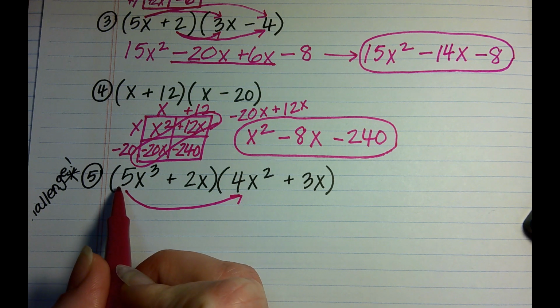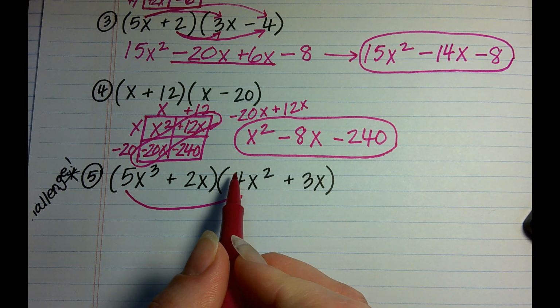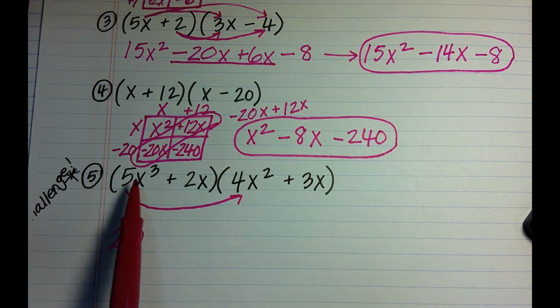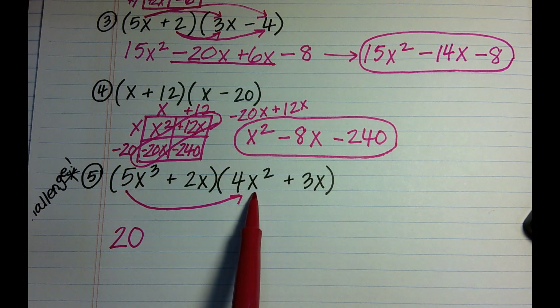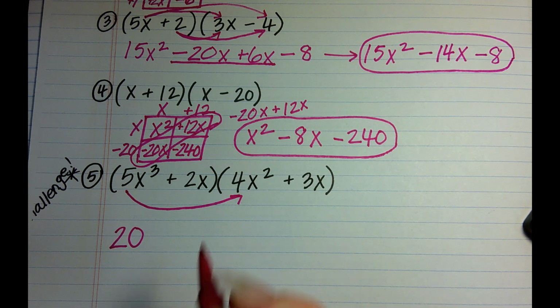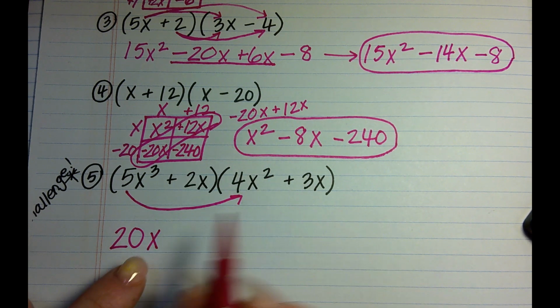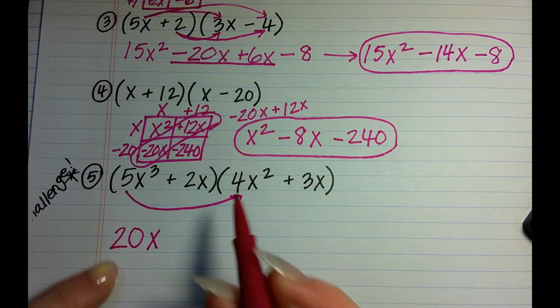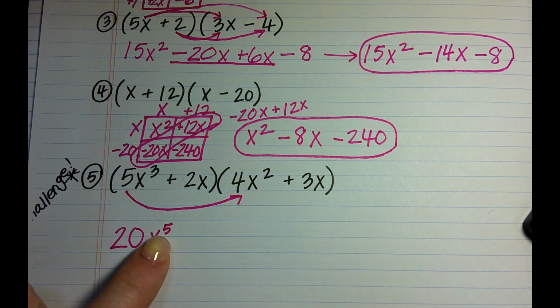We'll start with our coefficients. What is 5 times 4? 20. Now, x to the third power times x to the second power. X to the fifth power. Good. Remember, when we multiply powers or exponents, we add. So 3 plus 2 is 5. That's where that number's coming from, okay? All right, let's go to the next set of terms. We just did the first ones. What do I do next?